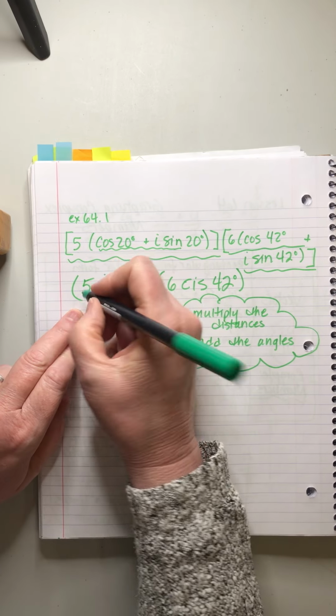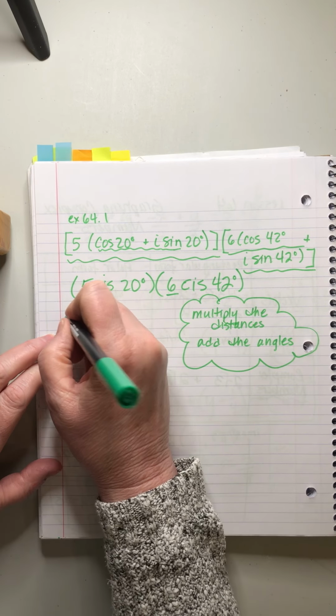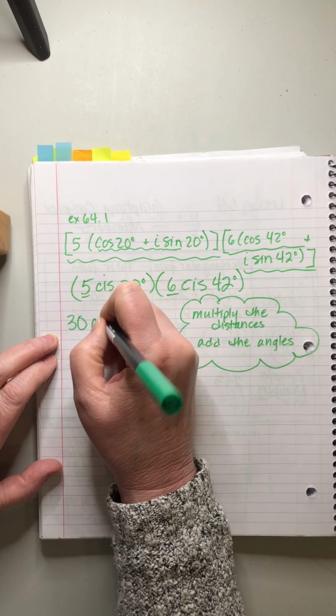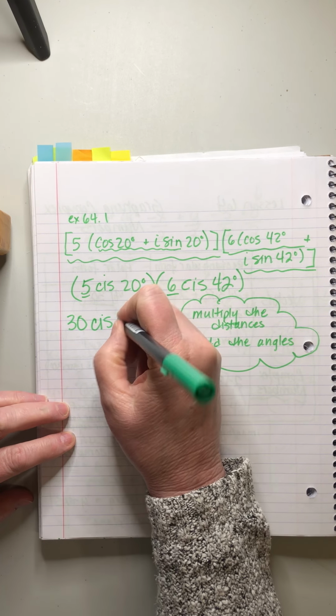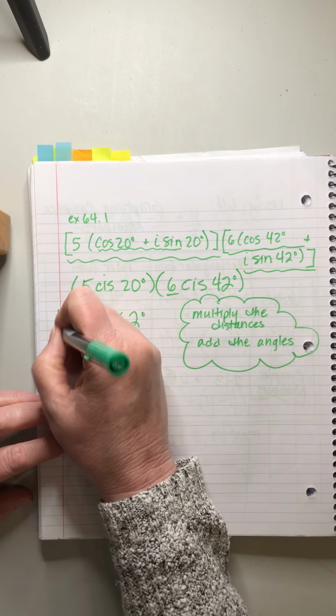Multiply the distances, that's the 5 and the 6, so that's 30. And then we write the cis, the notation, and then we add the angles. And that's the answer.